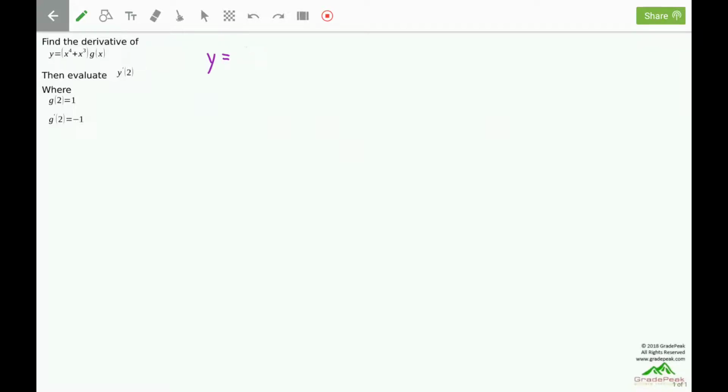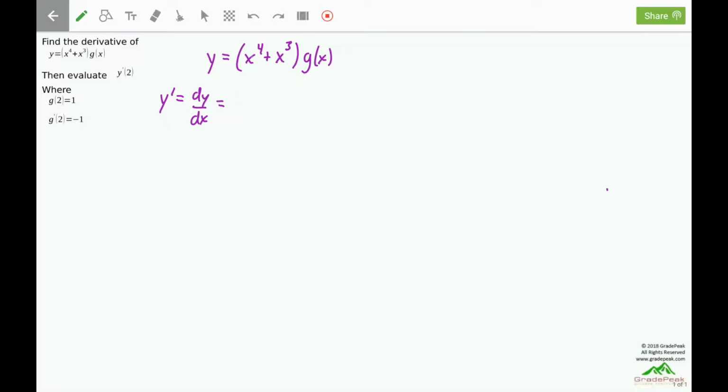Y here is the product of two functions, one which is known, x to the fourth plus x cubed, and one of which is unknown, g of x. Since it is a product, we can find the derivative using the product rule. The derivative y prime, which can also be called dy dx, is going to be the derivative of the first.